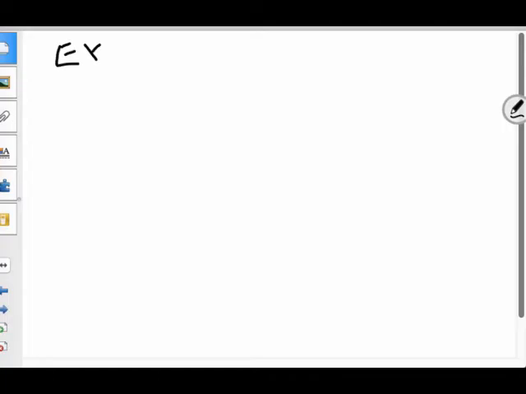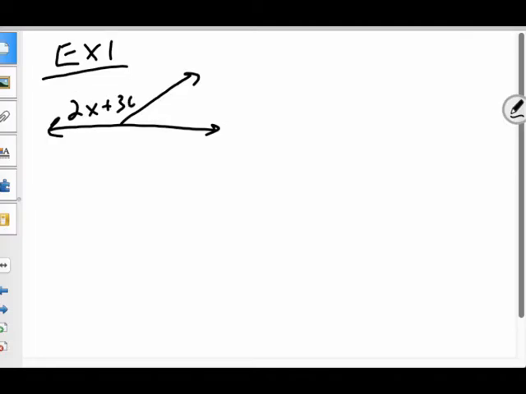So example number 1, we have a drawing of a straight line, and we're told that this angle is 2x plus 30, and x is in degrees here. This point here is A, this point here is O, this point here is M, and this point here is C. And so we're going to solve for x.